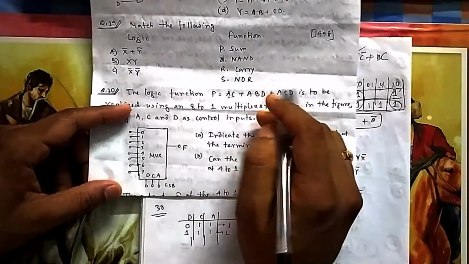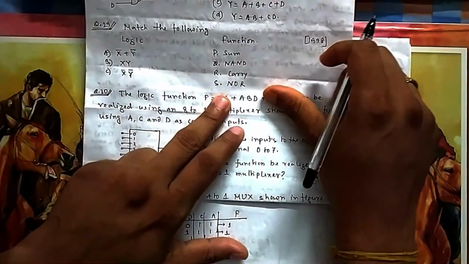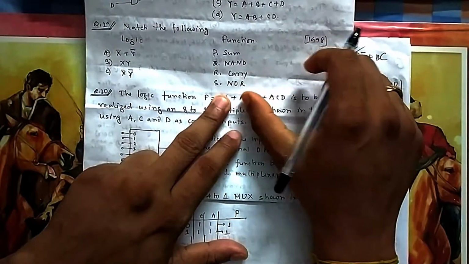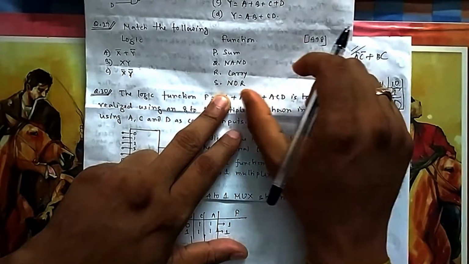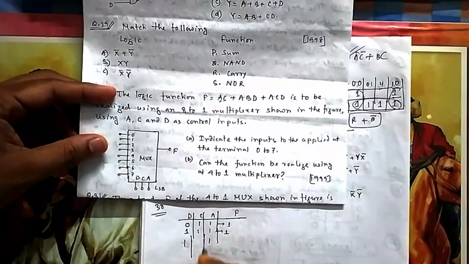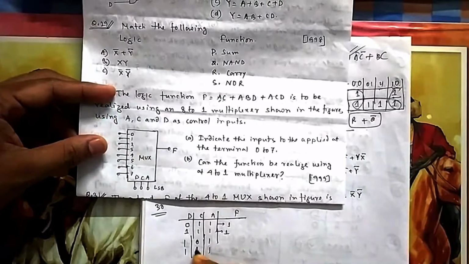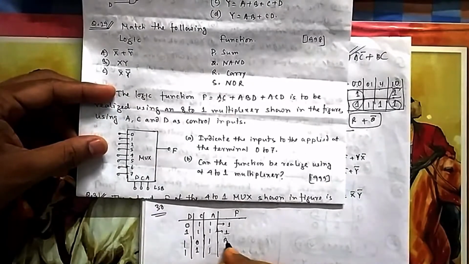Second, you take this. So A and D, if both are 1, then your output is B. If both are 1, then only your output is B. Okay, A, D both are 1. Again there are two options. C can be 0, it can be 1, because C can be anything. Then your output is B.